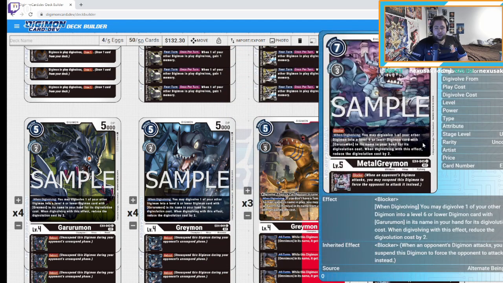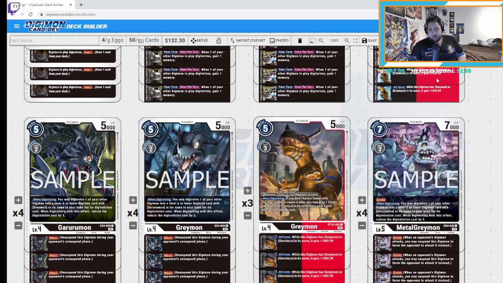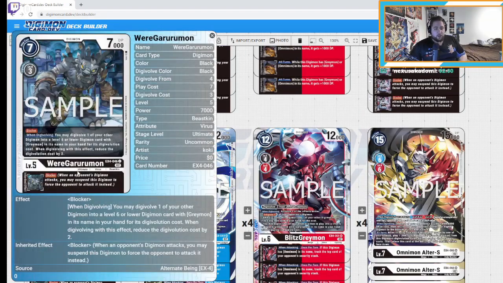Then we have the Metallic Greymon. It is blocker. And what is pretty nice about it, it's a blocker, and when digivolving, you may digivolve one of your other Digimon into a level 6 or lower digicard with Garurumon in its name, so you evolve into level 5 and reduce the cost by 2, and you have blocker inherited. As well, blocker inherited and blocker as well here, and the same effect goes for the Greymon. You evolve your Greymon up into the new OP card, reduced by 2.